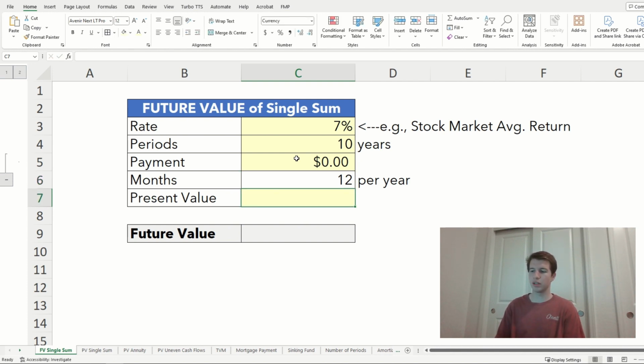There's 12 months per year. And what is the present value of our money? How much money am I putting in the market today? Let's say we're going to put in $5,000. So, what the future value formula will tell us is how much money my $5,000 is worth in 10 years.